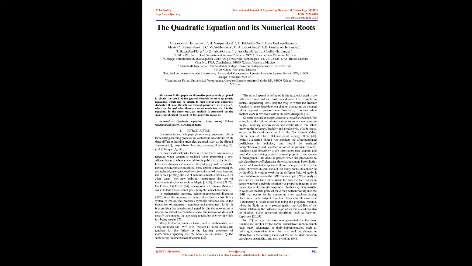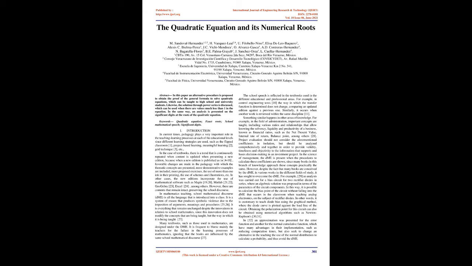However, despite the fact that many books are conceived by the DME, in various works in the different fields of study, it has sought to overcome the DME. For example, 29 an analysis was carried out for a bias circuit for 2 rectifier diodes in series, where an algebraic solution was proposed in terms of the parameters of the circuit components. In this way, it is possible to calculate the bias point of the circuit without falling into the DME that occurs in the classroom when teaching analog electronics, on the subject of rectifier diodes.